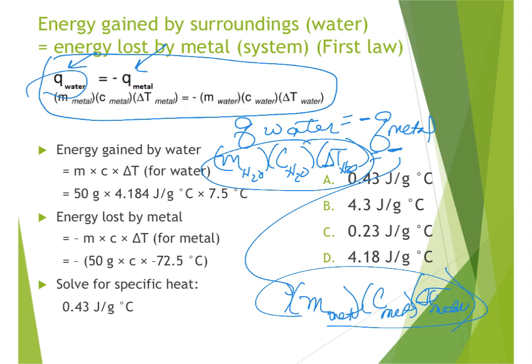All right, so plugging in the values for water, we had 50 grams. The specific heat capacity of water is very well known, 4.184. And the temperature change experienced by water is 7.5 degrees. I think the final temperature of the water, the hottest it got, was 27.5, and the initial temperature was 20 degrees C, okay? So the change in temp was 7.5. Plugging in what we know for the metal.